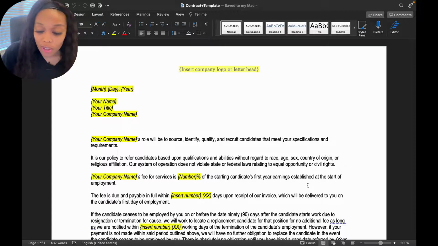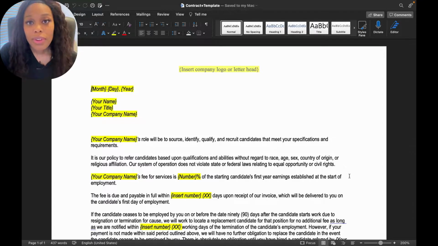So this contract template is actually pretty straightforward. It's something that I went through and actually created myself. So it hits on every single element that you need in regards to potentially being able to get a signed contract from a prospective client.